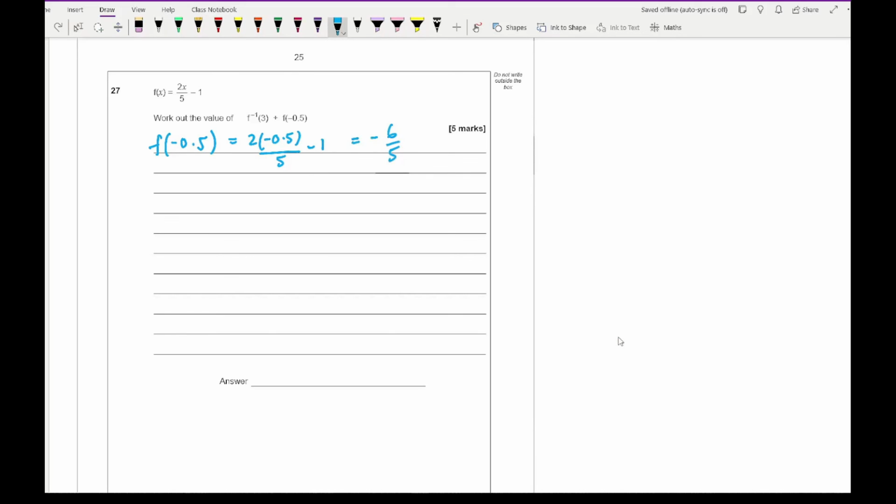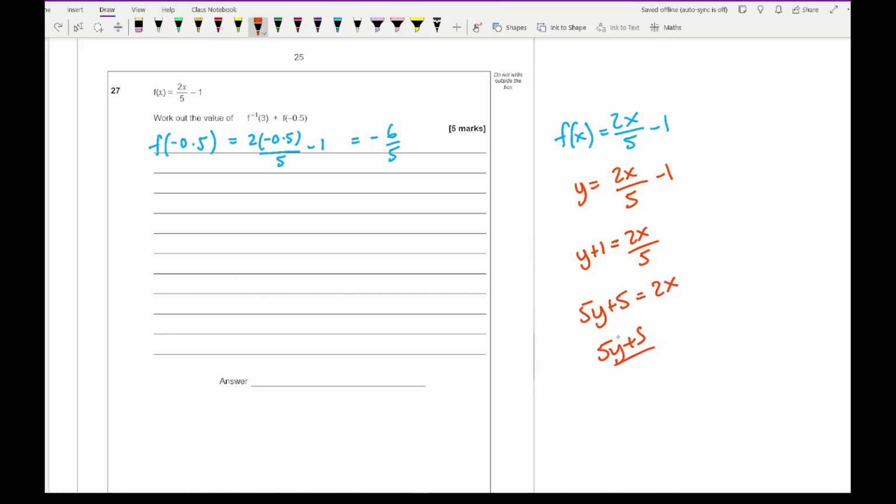Now for the next one, to work out the inverse function, what I need to do is work out what the formula for the inverse function is actually going to be. So let me just quickly go through the notions. Again, make the function equal to y, and then make x the subject. So I've got y plus 1 equals 2x over 5. I've then got 5y plus 5 equals 2x. And then 5y plus 5 over 2 equals x. So the inverse function of x is going to equal 5x plus 5 over 2.